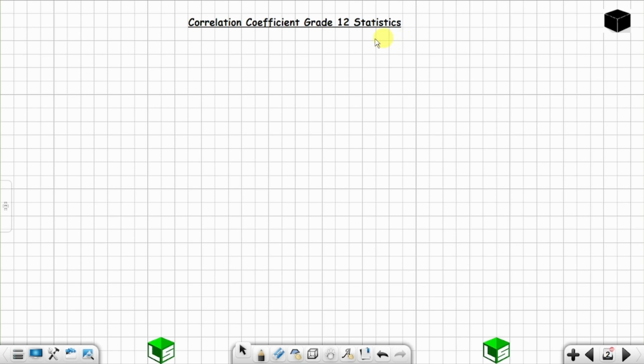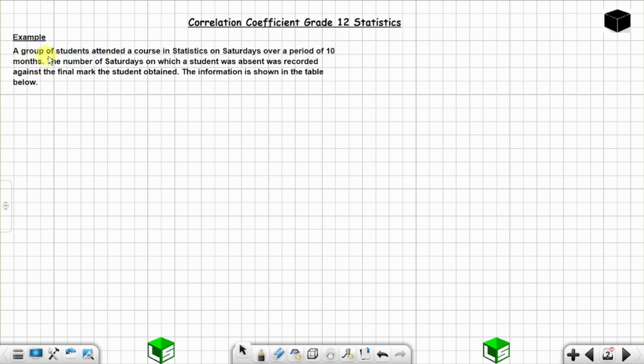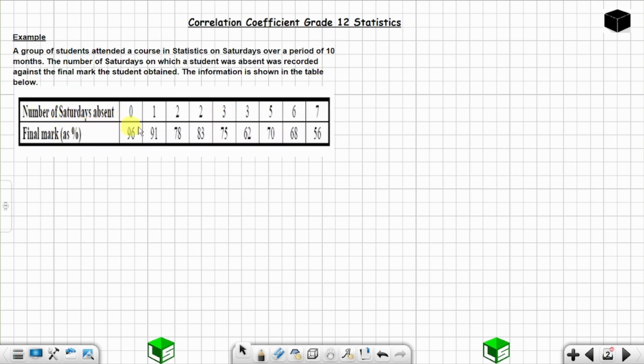A group of students attended a course in statistics on Saturdays over a period of 10 months. The number of Saturdays on which a student was absent was recorded against the final mark the student obtained. The information is shown in the table below.